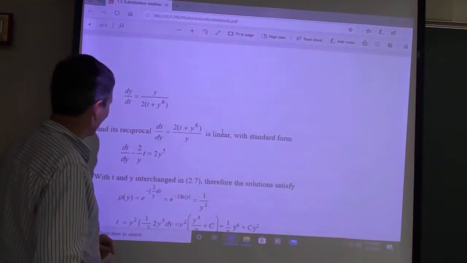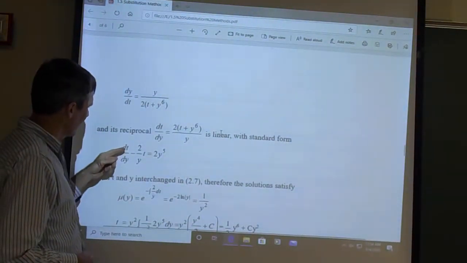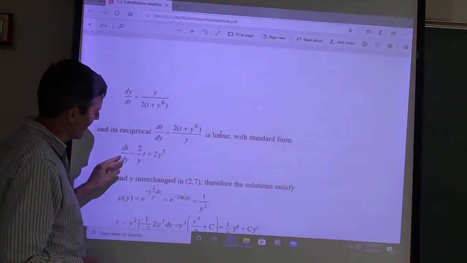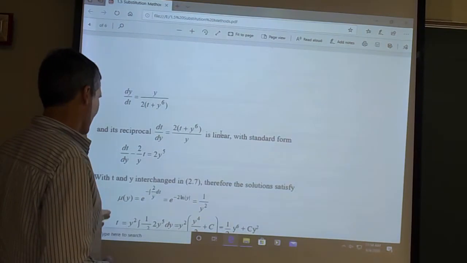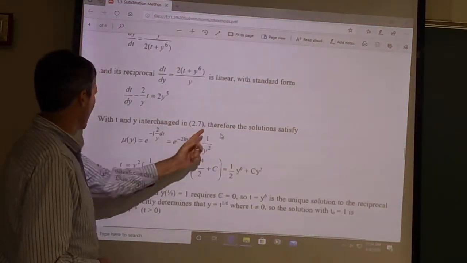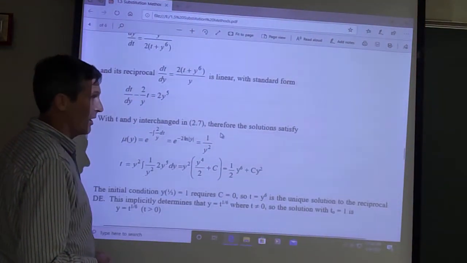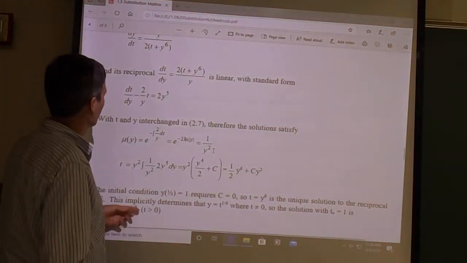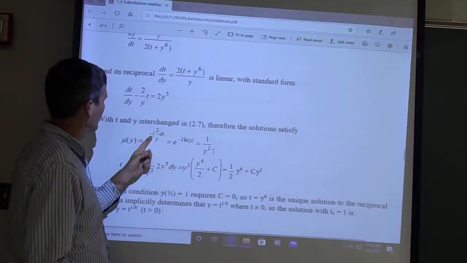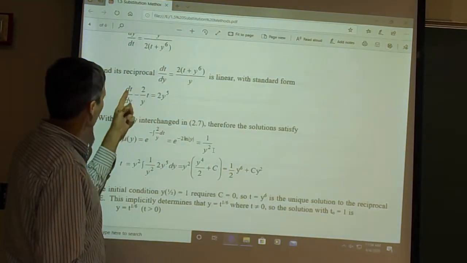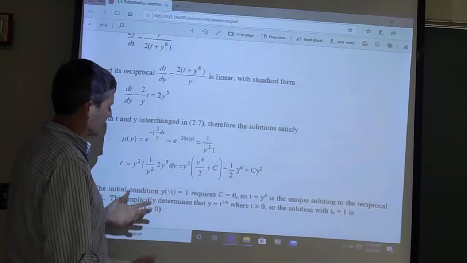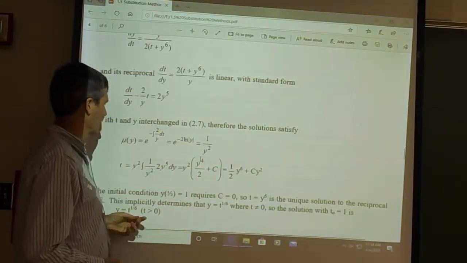Right? This is like dy/dt plus p of t times y equals f of t, except with t and y interchanged. Alright, that's what I'm pointing out here. We can solve any linear equation by an integrating factor, or we can go straight to the formula. The integrating factor is e to the integral of p of y dy. I'll call this dt/dy plus p of y times t equals f of y. And it's just the linear equation form with t and y interchanged.